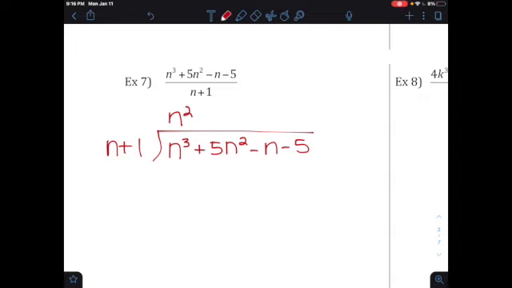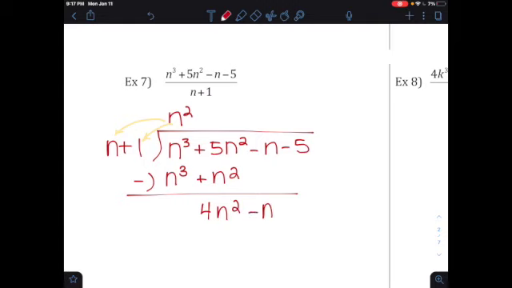Second D, distribute. N squared times n is n to the third. N squared times positive 1, positive n squared. Then the third thing, DDS, subtract. N to the third minus n to the third, gone. Positive 5n squared minus n squared gives you 4n squared. Bring down one term because you have two terms here. Because you have two terms right here, you have to have two terms right here.